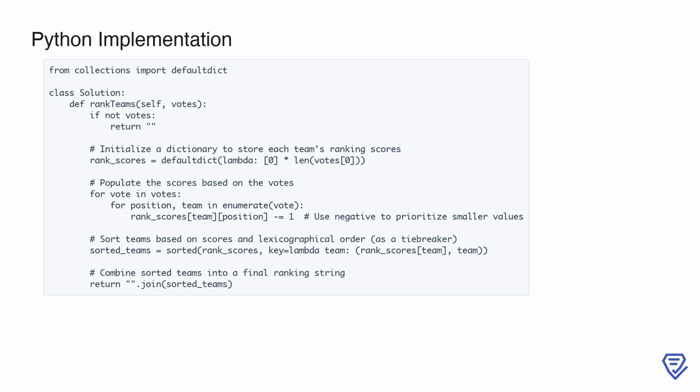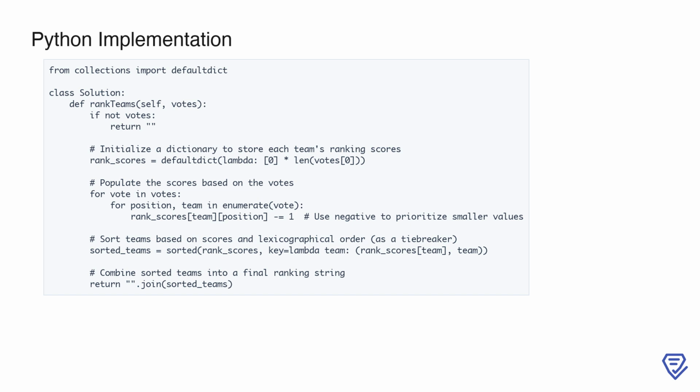The solution begins by importing defaultdict from the collections module, which is used to create a dictionary where each key maps to a list initialized with zeros, representing scores for each rank position. The rank teams function first checks if the input list of votes is empty, in which case it returns an empty string. Otherwise, it initializes the rank_scores dictionary, where each team will be assigned a list of scores corresponding to its position in the rankings.